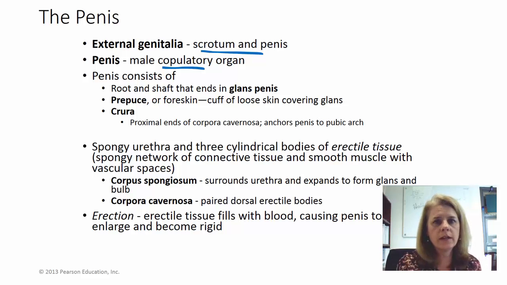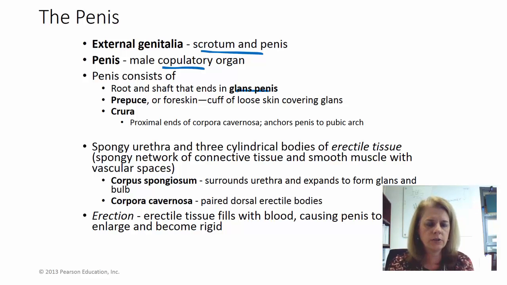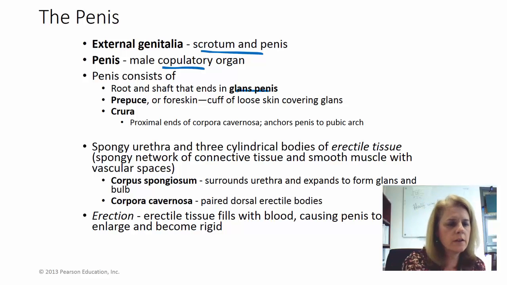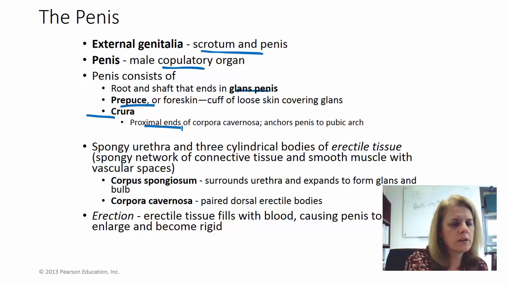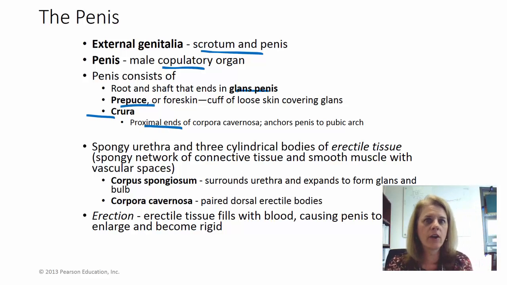It has a root and a shaft that ends in a glans penis, and I'm going to point all these out to you in a little bit. It also has a covering called a foreskin or a prepuce, and so if you're circumcised, you won't have it. If you're not circumcised, you will. There's a crura, which is the proximal end. It's kind of the anchor, holding the penis to the body, I guess you could say.